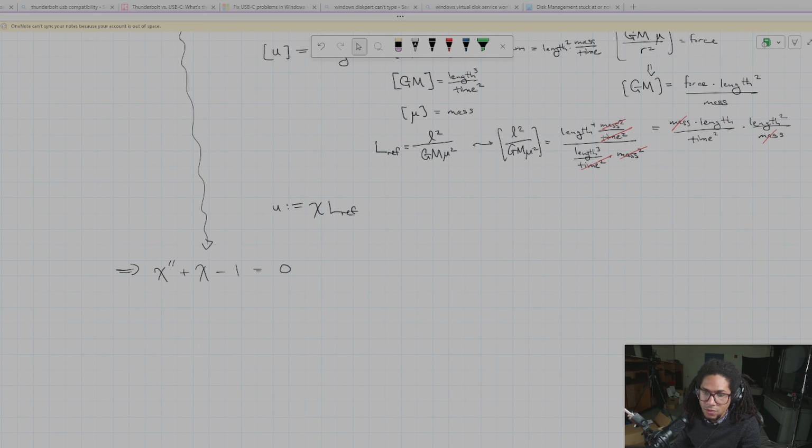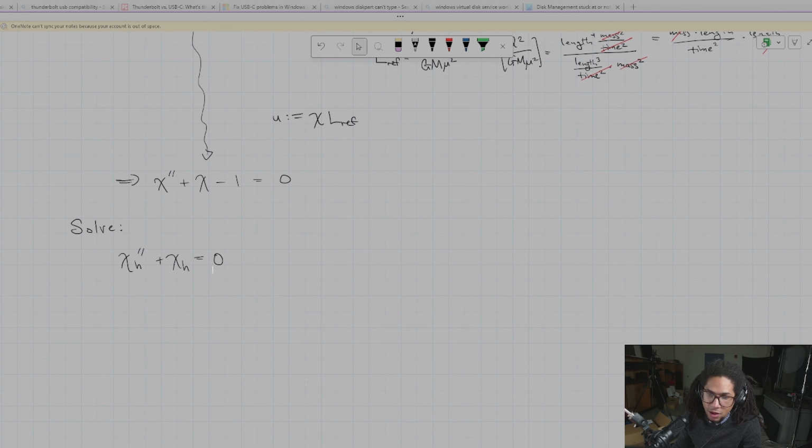Great. Now let's solve. First, we need to solve for a particular or a homogeneous solution. So we get chi h double prime plus chi h is equal to 0. Now that one is not too bad. The characteristic polynomial is just q squared plus 1. And so the characteristic equation is q squared plus 1 is equal to 0, which implies that q is equal to plus or minus i.